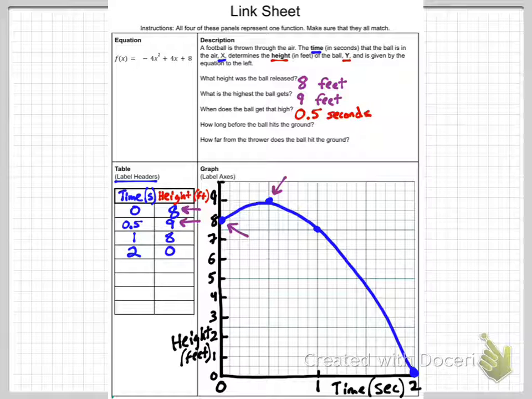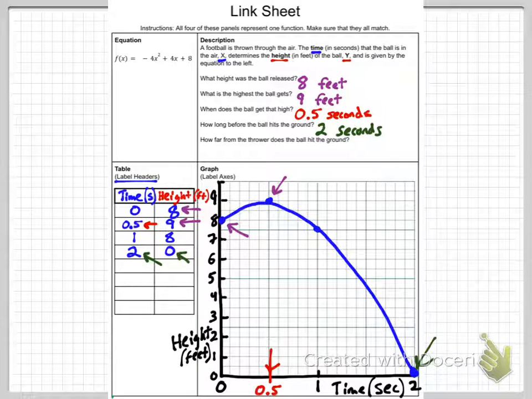When does the ball get to that height? It gets to that height at 0.5 seconds. That's because 0.5 is in the table next to 9 and 0.5 is the x value that's associated with that vertex. How long before the ball hits the ground? Well, when the height is 0, the time is 2, and that also shows up down there on the bottom right. So that's after 2 seconds.